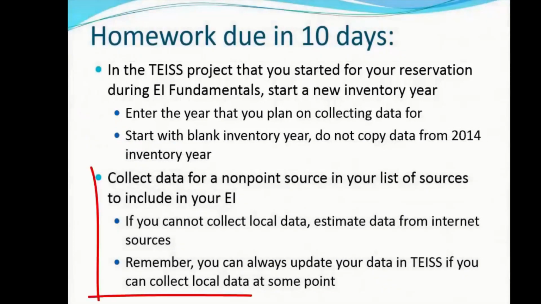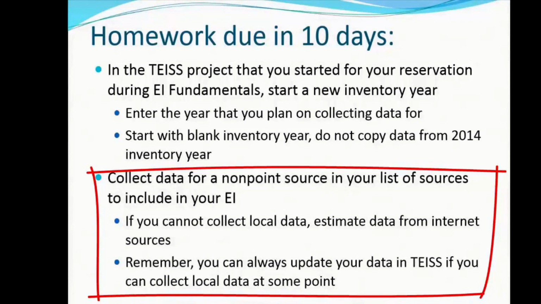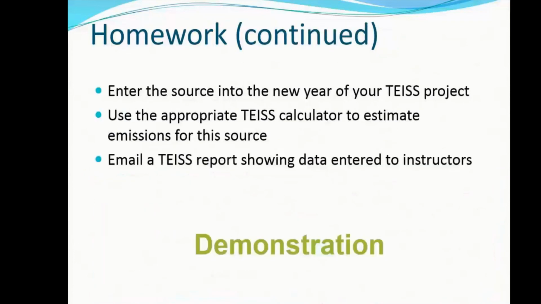Then you're going to go out and collect data for one of the non-point sources in your list of sources. Remember, there was a homework exercise in one of the earlier modules on what kind of non-point sources are out there that you want to include in your inventory. You're going to look at that list, pick one of the sources, and go out and collect data on that source. If you can't collect local data, you can use data from the internet sources that we referenced. And remember, if you do collect internet data right now, you can always update it later if local data becomes available down the road.